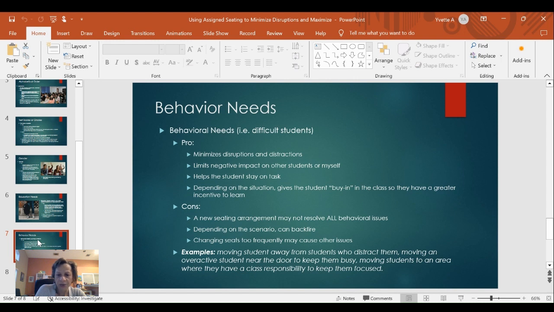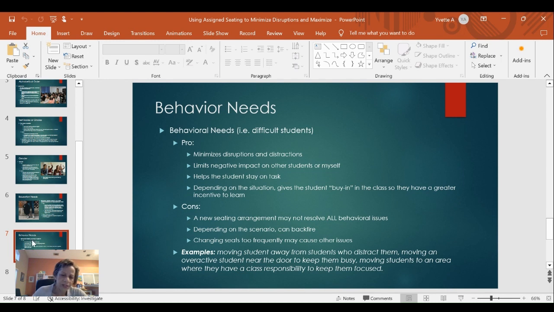So moving a student away from other students who distract them, or moving overactive students near the door to keep them busy, can be a good way of trying to minimize some of the problems that you would have in your class. You definitely don't want all your behavioral students sitting in one area of a classroom. I try to strategically move them around the different places of the classroom, so that way at least they're not feeding off each other by being as a group in the class like that.